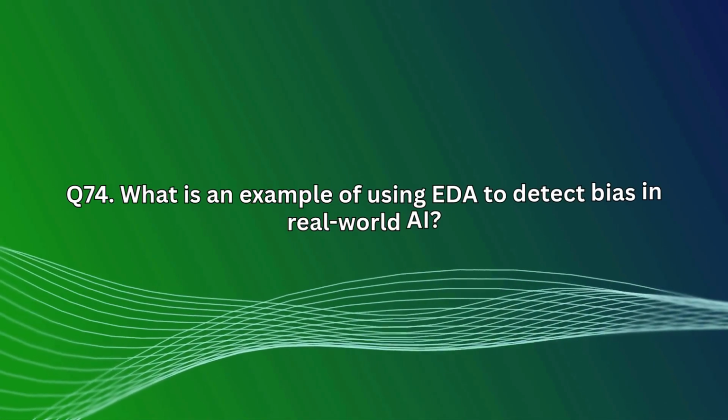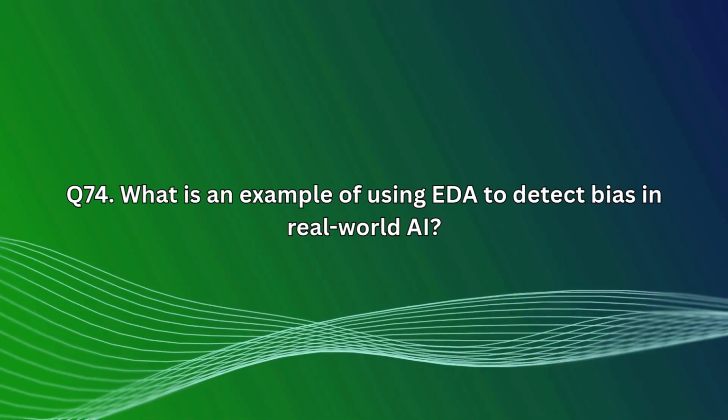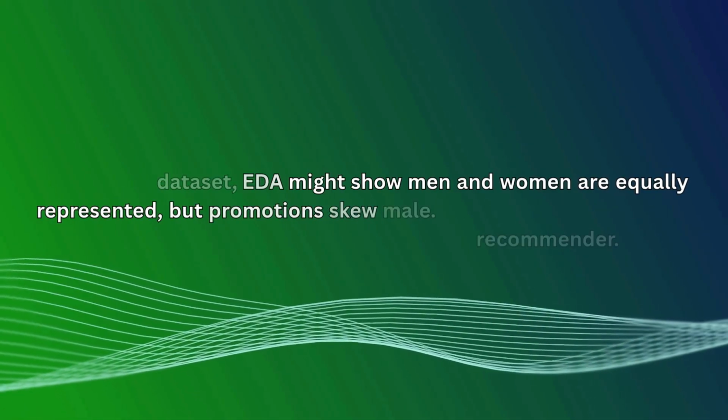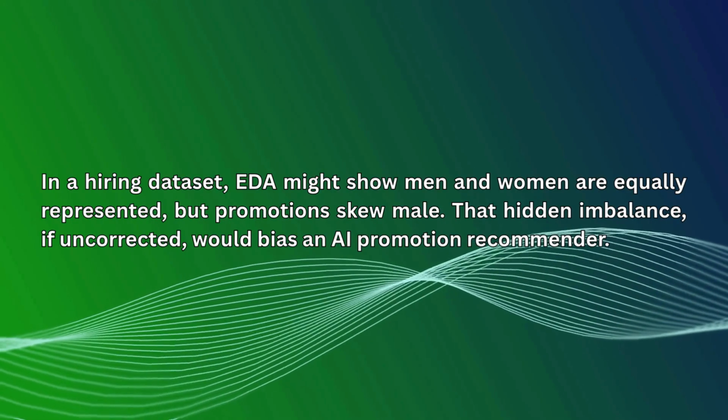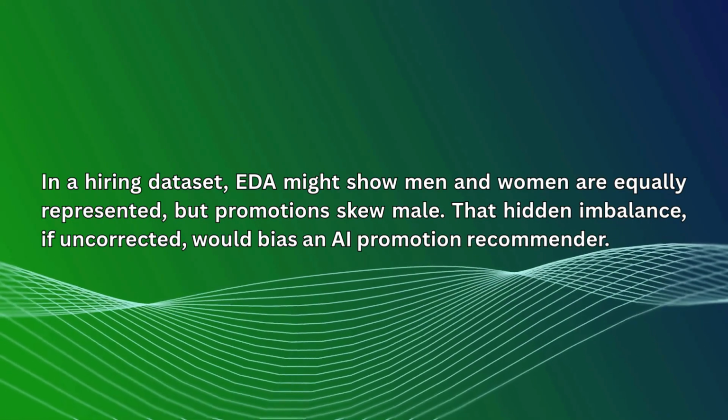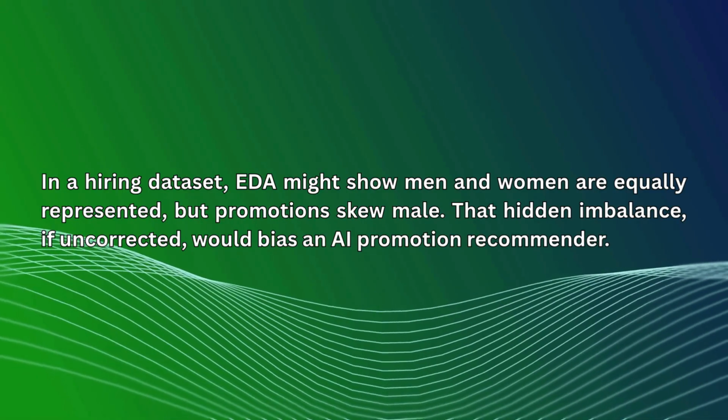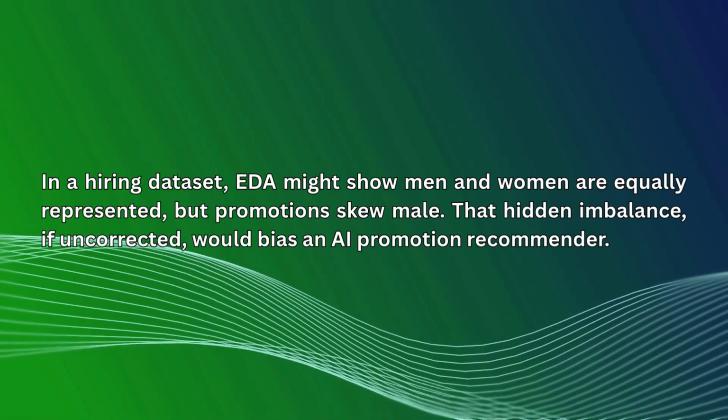What is an example of using EDA to detect bias in real-world AI? In a hiring dataset, EDA might show men and women are equally represented, but promotions skew male. That hidden imbalance, if uncorrected, would bias an AI promotion recommender.